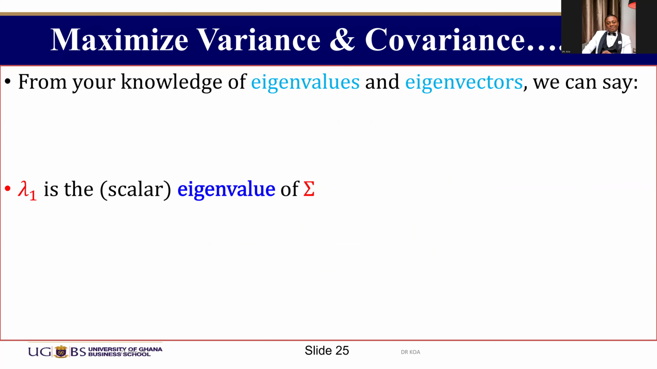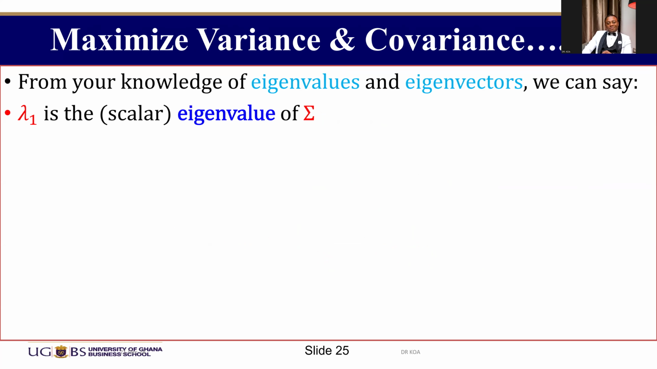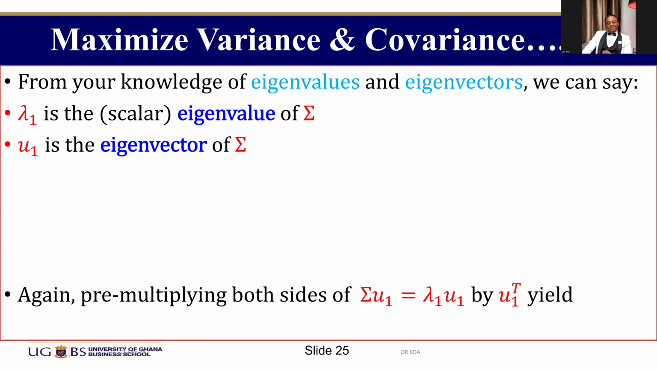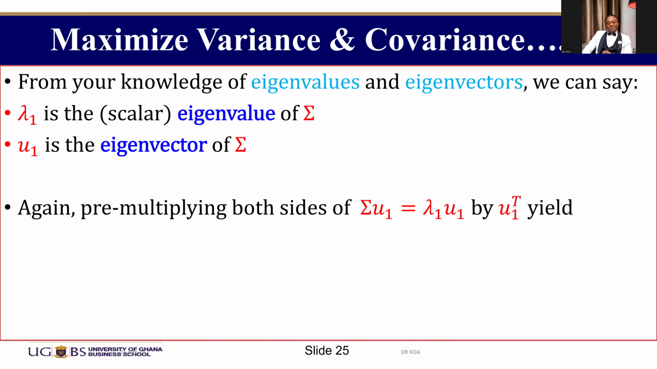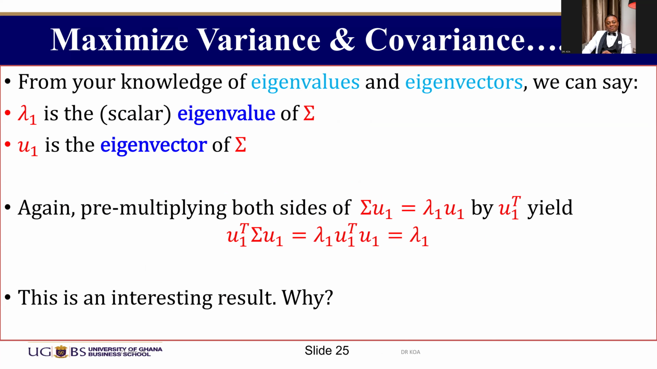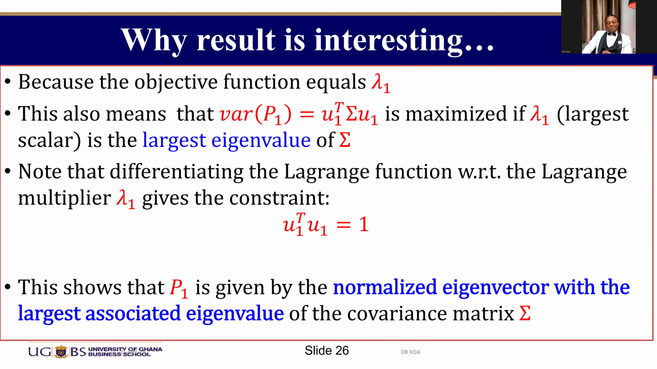And we indicated that from our knowledge of eigenvalues and eigenvectors, the lambdas are the values and the u's are the vectors. And when we pre-multiplied it, we got to know that it will eventually lead to the eigenvalue. And this result was an interesting result, which we indicated.